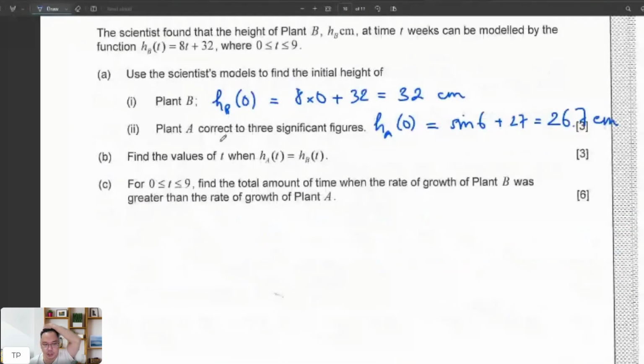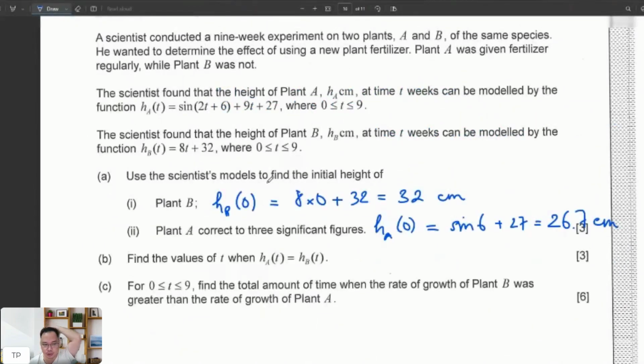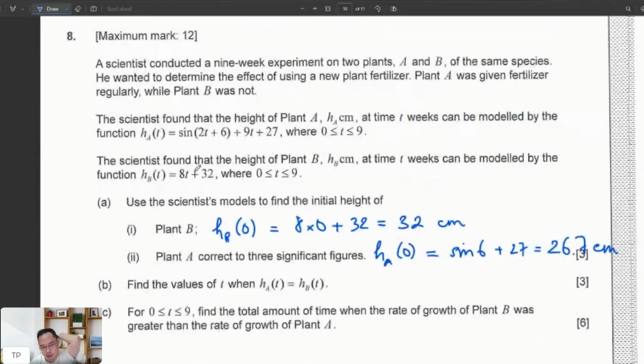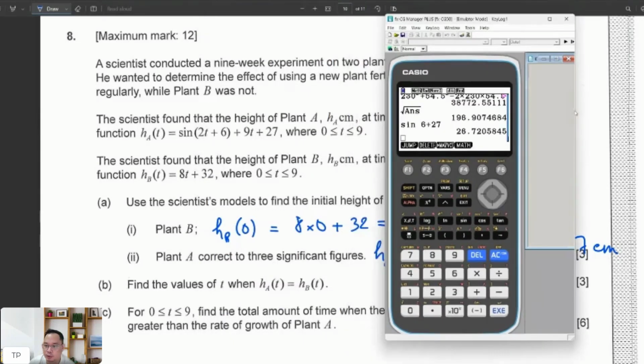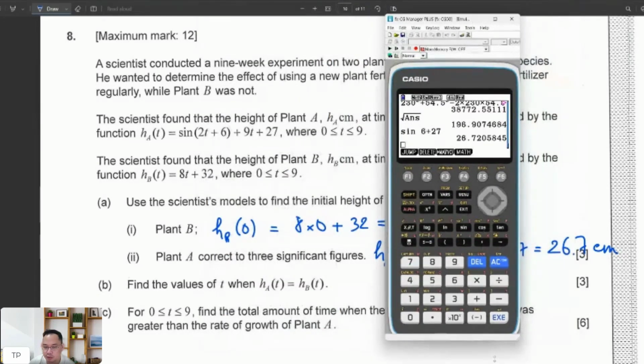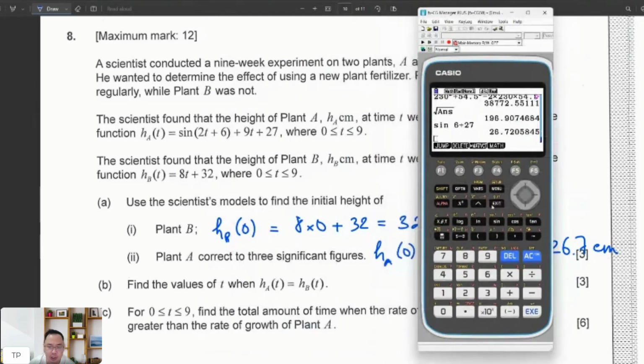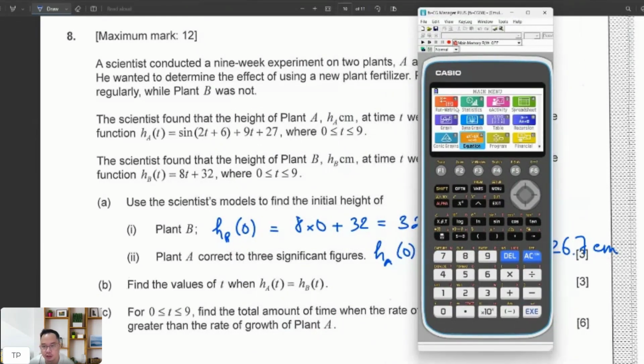Find the value of time when the two heights are the same. You just need to put these two equations into the equation solver, or you can plot the two graphs and find the intersection. But when drawing the graph, we need to choose the window carefully. So I'll try the equation solver first. Delete the old function. Sine of 2x plus 6, then plus 27, equal sign with shift, equals 8x plus 32. Done.